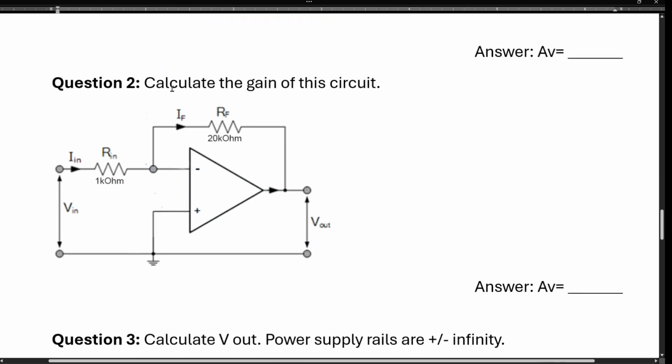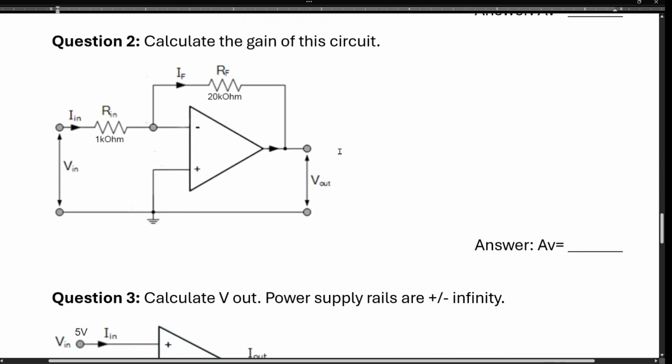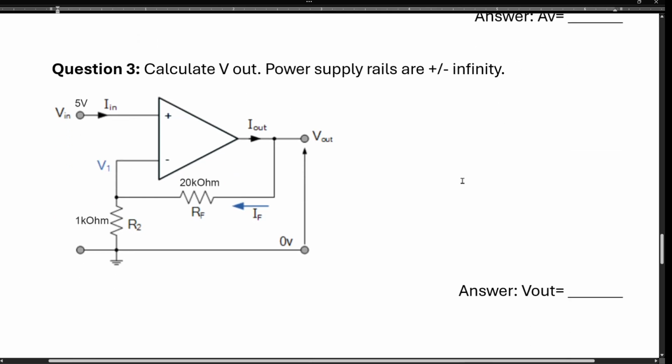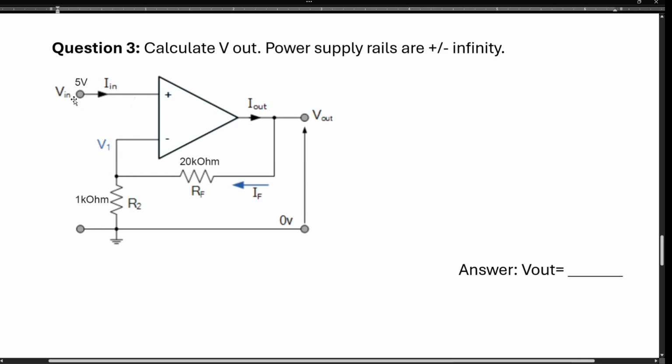All right. Now, question 2, let's calculate the gain again. But we have this type of circuit. The gain based on this information, what you see, what is the gain here? Calculate the voltage on the output. If you have this type of circuit, here is the voltage. Here are the resistor values.